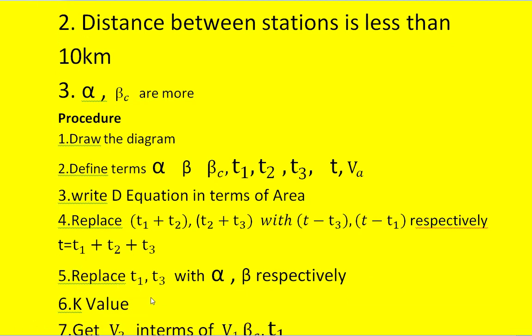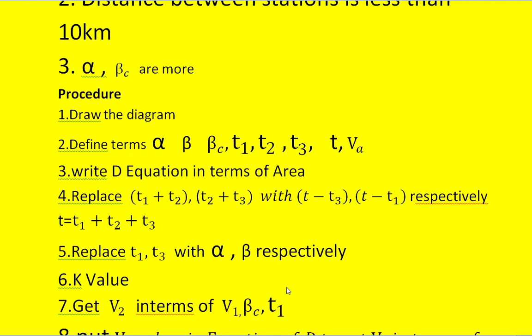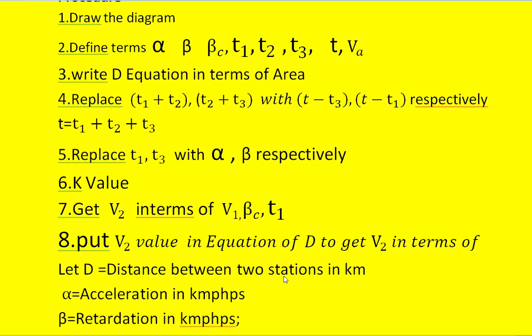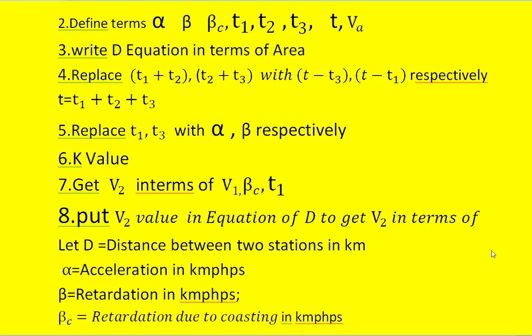Next, replace T1, T3 with alpha and beta respectively in the equation. Next, find the k value. This k value is nothing but k is equal to 1 by alpha plus 1 by beta. Next, get the V2 in terms of V1, beta C, T1. Next, eighth step is put V2 value in the equation of D to get V2 in terms of V1, beta C, beta, etc.